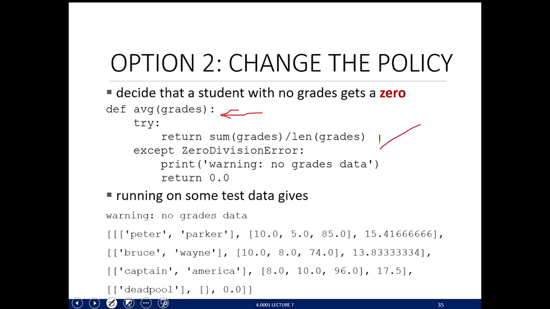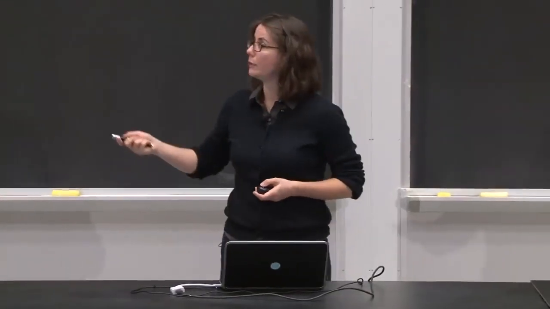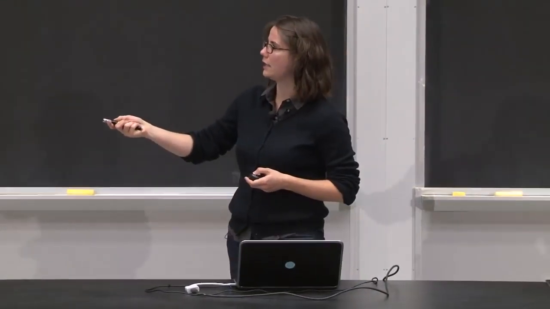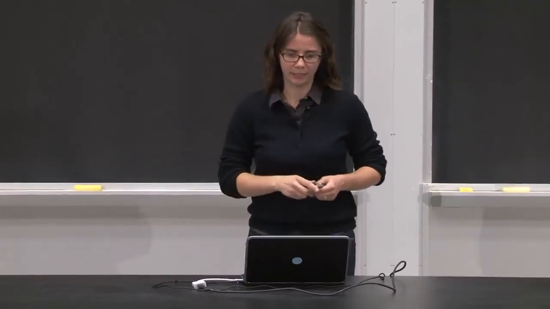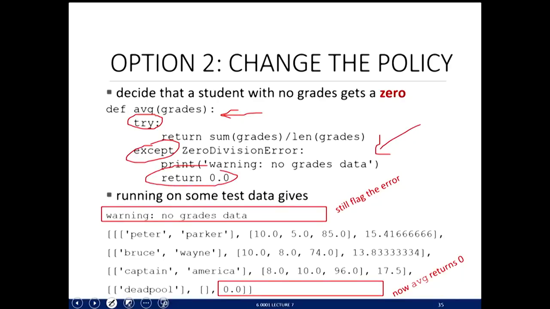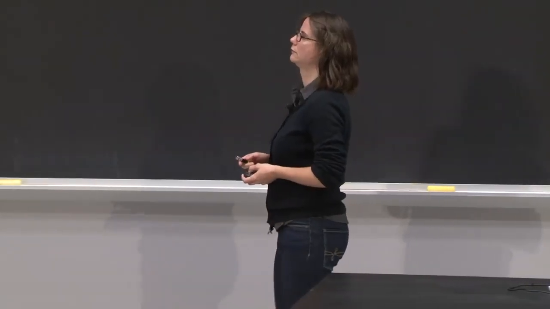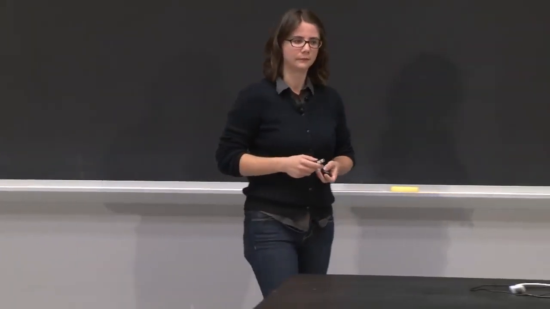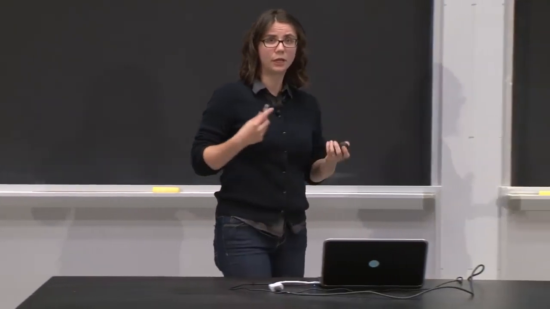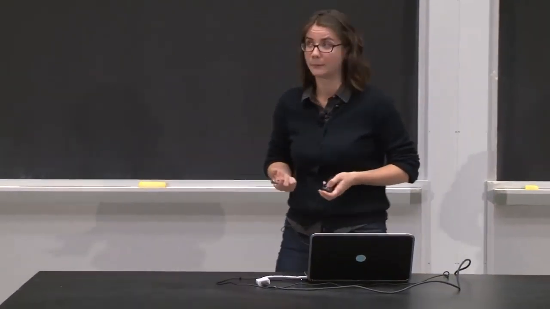So this is the exact same thing as before. We have a try and an except for the 0 division error. We also print a warning, no grades data, and then we return a 0. So we still flag the error, and now instead of a none, we get a 0 because we've returned 0.0 here, as opposed to just leaving it blank. Okay. All right, so those are exceptions.